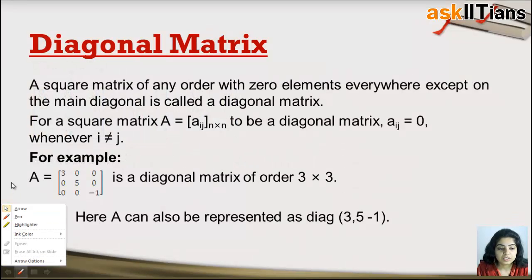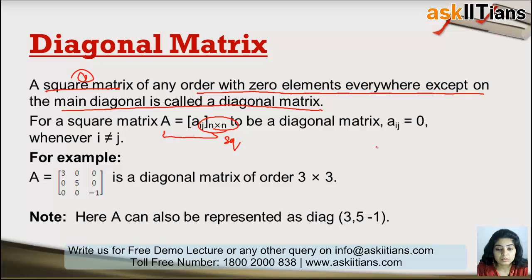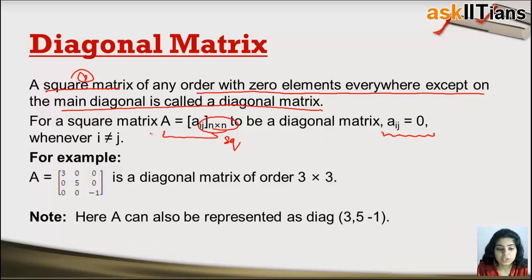Next we have a diagonal matrix. A square matrix, again a square matrix of any order, with 0 elements everywhere except on the main diagonal is called a diagonal matrix. So what is the mathematical representation of a diagonal matrix? Suppose we have a square matrix, n cross n order means a square matrix. A square matrix is said to be a diagonal matrix if aij is 0 whenever i is not equal to j. Whenever i is not equal to j means non-diagonal elements, right?